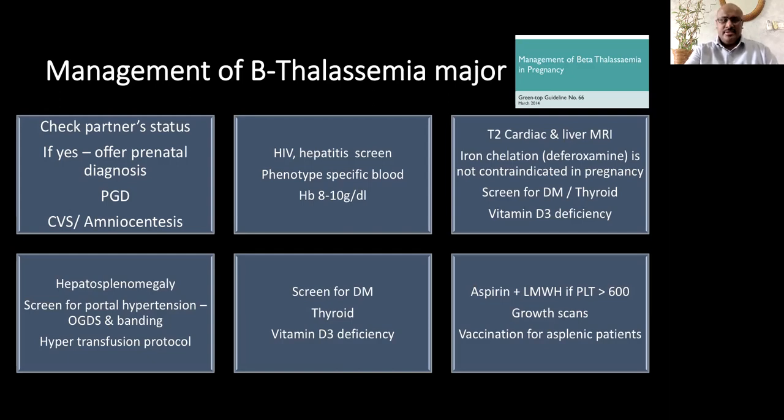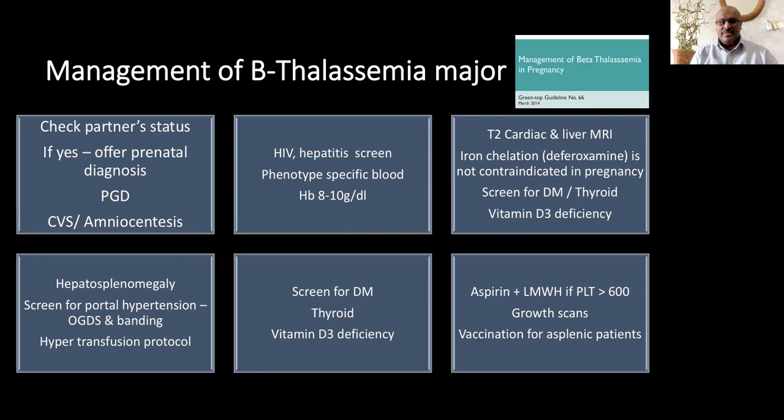So ideally, mothers with portal hypertension need surveillance with OGDS at least 6 weekly to 2 monthly, up to 28 weeks, and then 2 weekly from 28 to 34 weeks, and then weekly until delivery, because prophylactic banding will reduce complications in the mother.